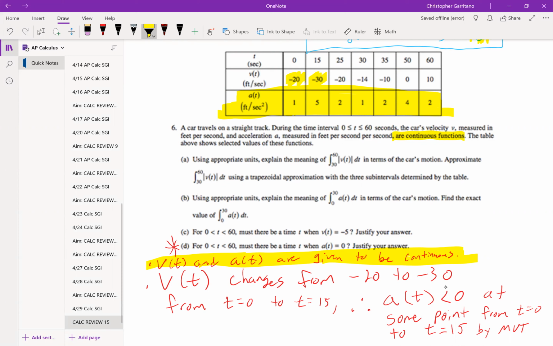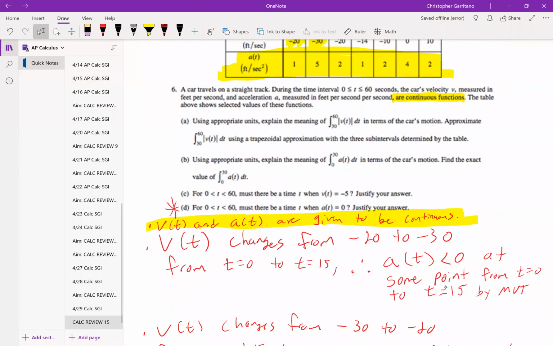And of course, if velocity is decreasing, that means acceleration is negative, right? That means the slope of velocity, which is acceleration, is negative, at least at some point along that interval. So I make that claim here. Since v of t changes from -20 to -30 over this interval, we can therefore say that a of t must be negative at some point from t equals 0 to t equals 15. And that's just due to the mean value theorem.